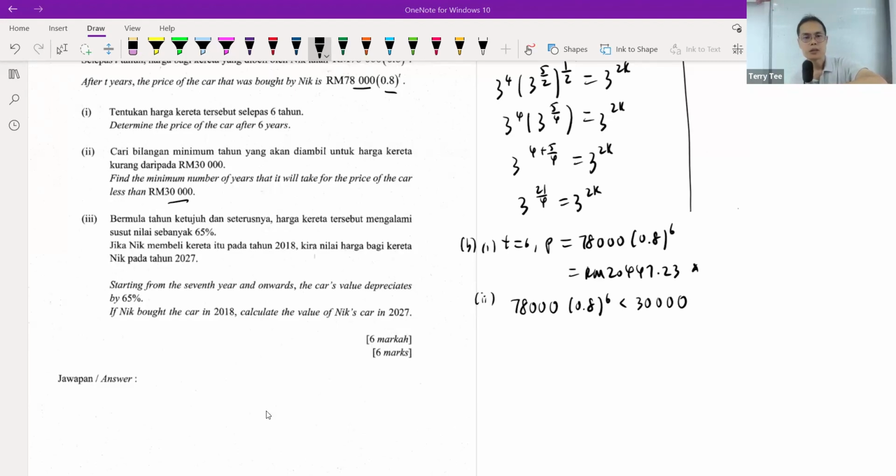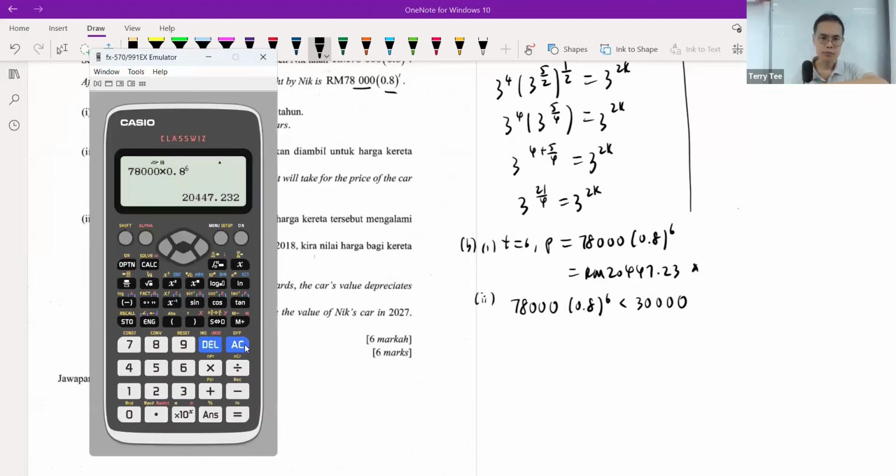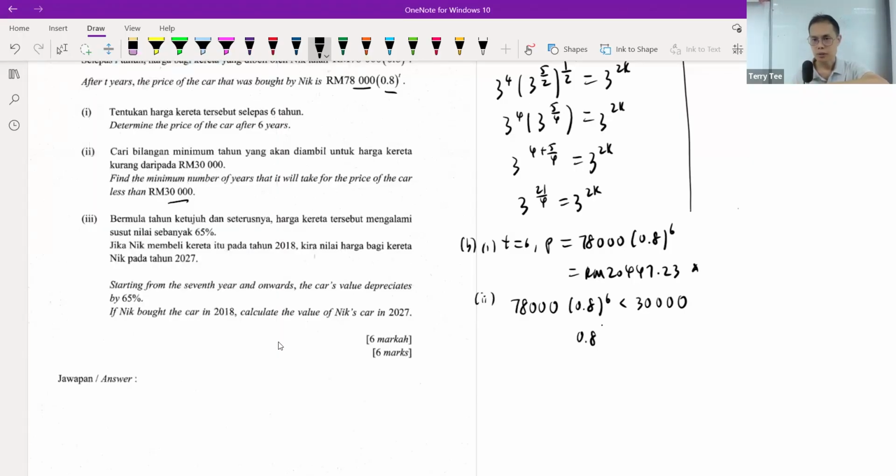Let's just use logarithm. We cancel the zeros: 30,000 divided by 78,000 simplifies to 5 over 13. So 0.8 power T is less than 5 over 13. Sorry, I wrote this wrongly, this one is power T, and we're supposed to solve for T. Introduce log on both sides and bring the power T down.